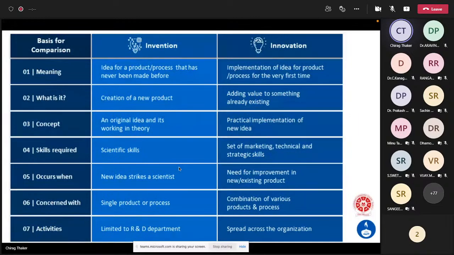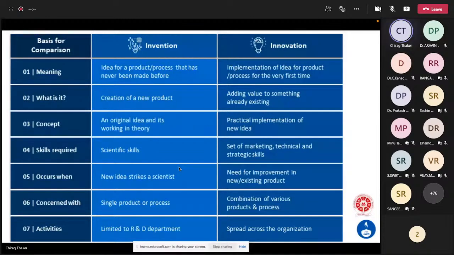Skills required for invention, scientific skills. For innovation, marketing, technical and strategic skills. When invention occurs, a new idea strikes a scientist. It's like a Eureka moment. The Archimedes example, the Newton's apple example is all about invention. Innovation, need for improvement in new or existing product. Invention is concerned with a single product or process. Innovation is all about combining various products and processes. Invention activities are limited to R&D, spread across the organization is innovation.